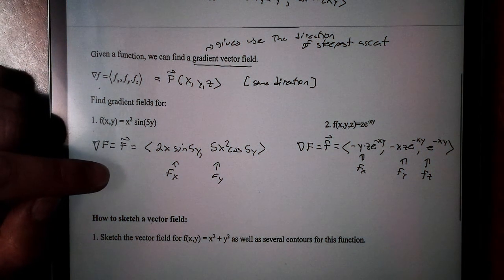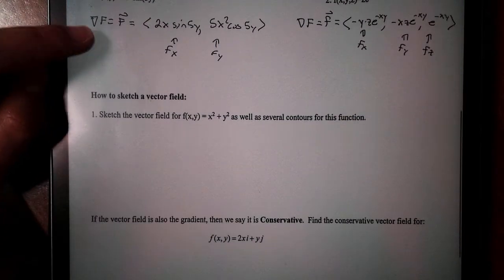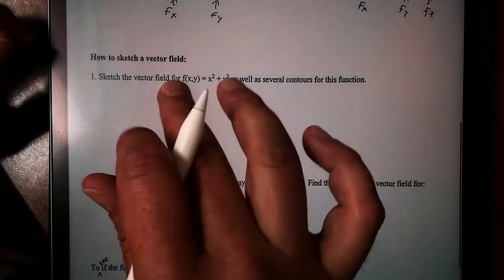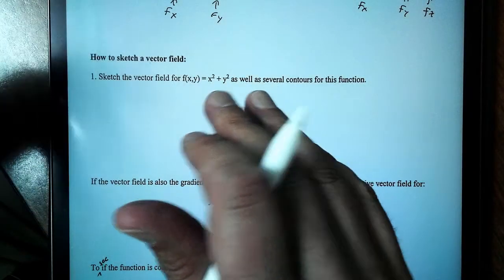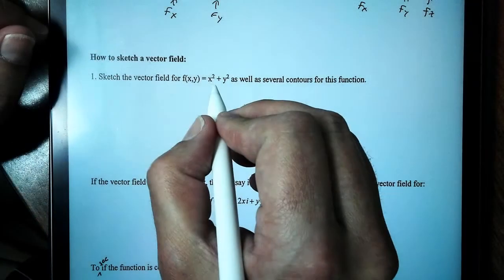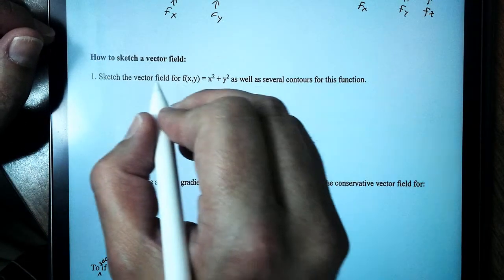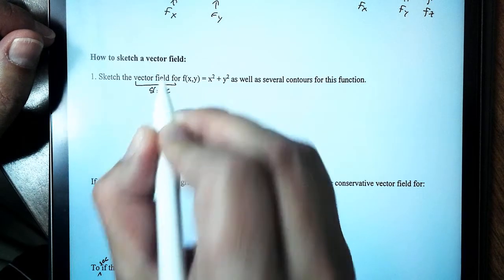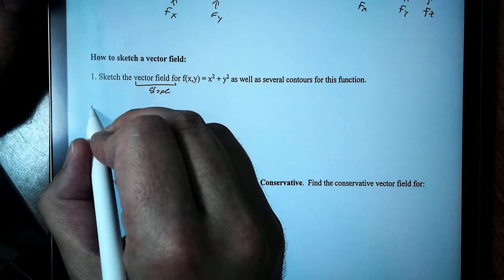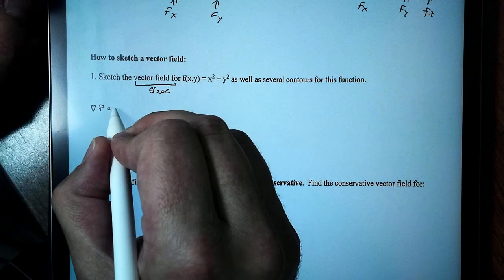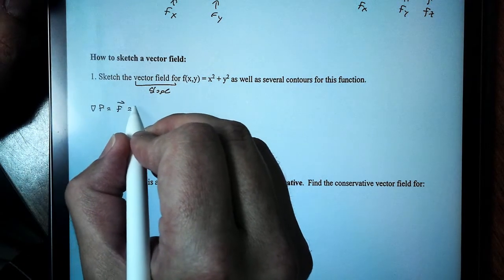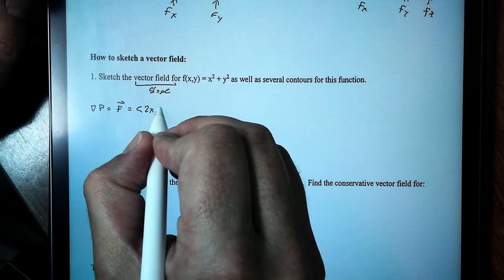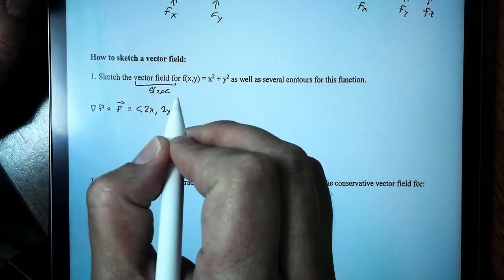So how to sketch a vector field? Well, we want to sketch the vector field as well as several contours. So let's go ahead and just get what the vector field is going to be. To sketch the vector field, again, we can kind of think of this as the slope. So I'm going to say that my gradient is the same as my vector field, and that's going to give us 2x, 2y.